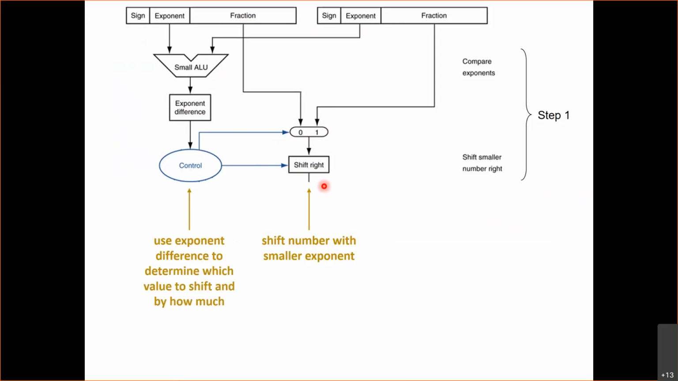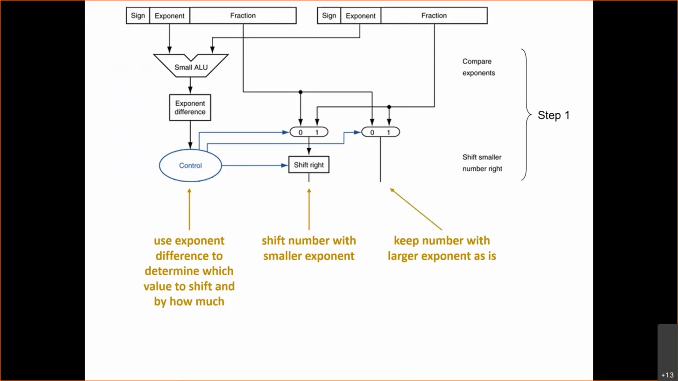Yeah, we're going to keep it the way it is, exactly. So we're going to have another multiplexer, and this multiplexer this time is going to select the fraction of the value that has the larger exponent, and it's going to keep it as is. Okay, so now we have the number with the smaller exponent aligned or shifted, and the number with the larger exponent. Now what do we do with these two numbers? We're going to add them, exactly.